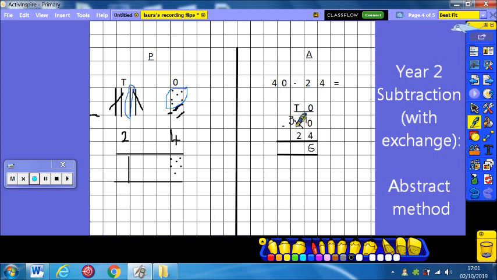Now I'm going to look at the tens column. I've already exchanged a 10, so I have 3 left, and I'm going to subtract 2. 2 away from 3 is 1 ten. Therefore, 40 take away 24 is 16. The answer 16 is also known as the difference between 40 and 24.